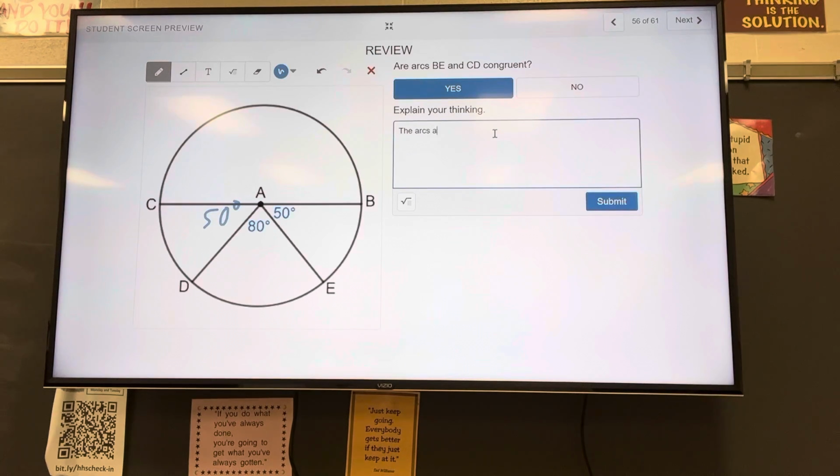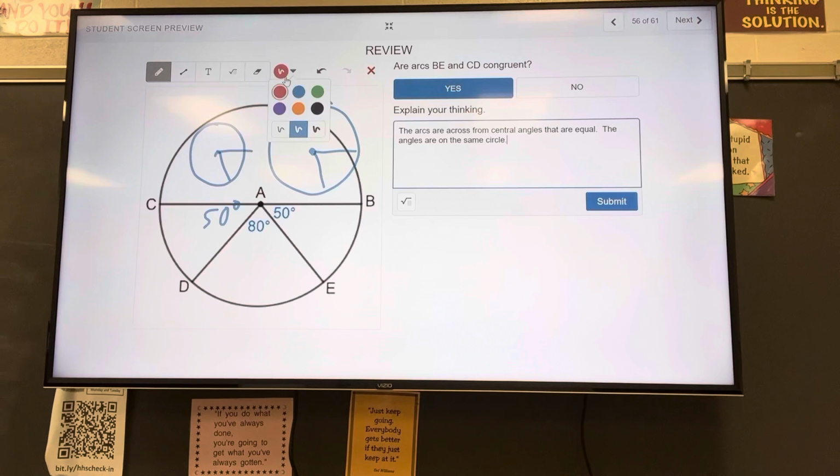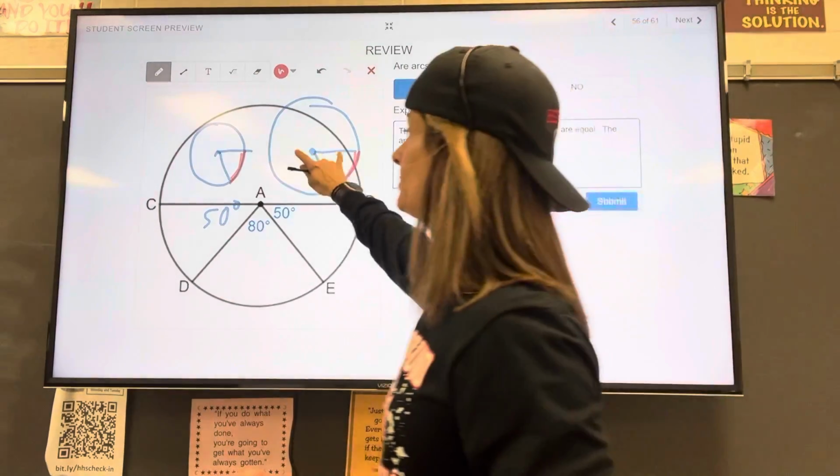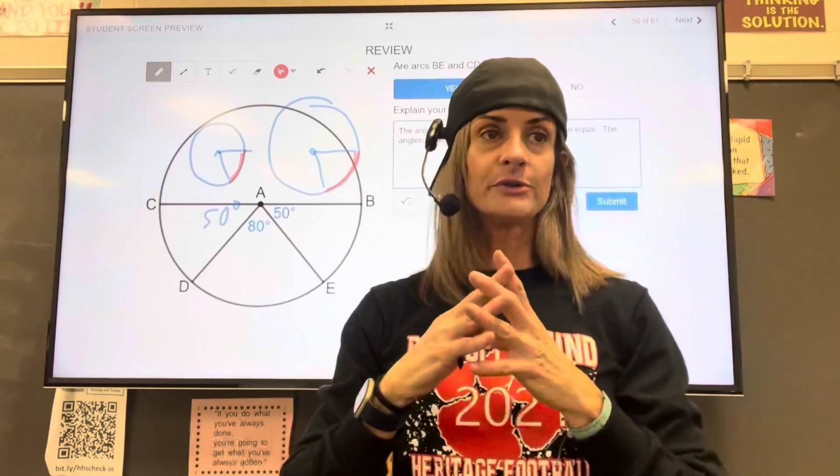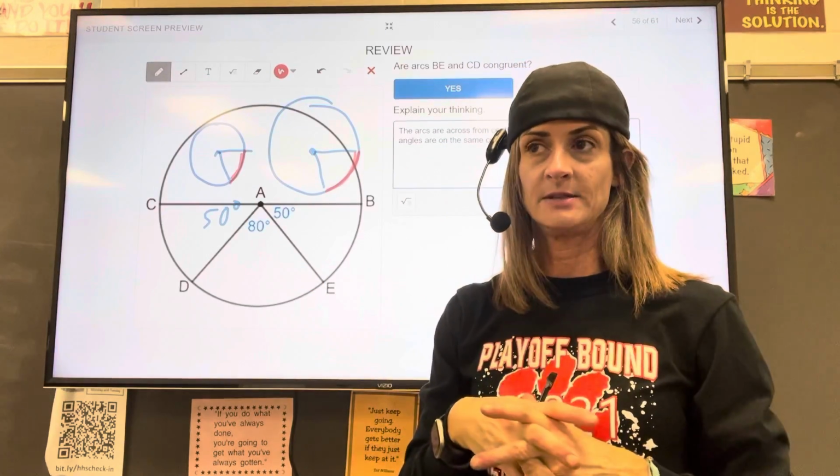The arcs are across from central angles that, how do I write that? That are the same, that are equal. The angles are on the same circle. Because if we had two different circles, one large and one small, a 50-degree arc, I'm just like making stuff up now, here would not be congruent to an angle here. Even though the measure of the angle is, they would each be 50 degrees, they would be on different size circles, so these arcs would not be congruent. They wouldn't be the same shape and the same size.